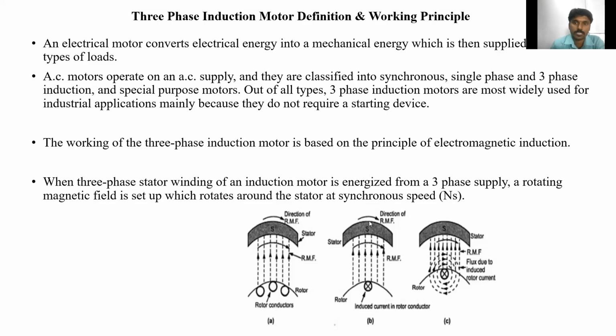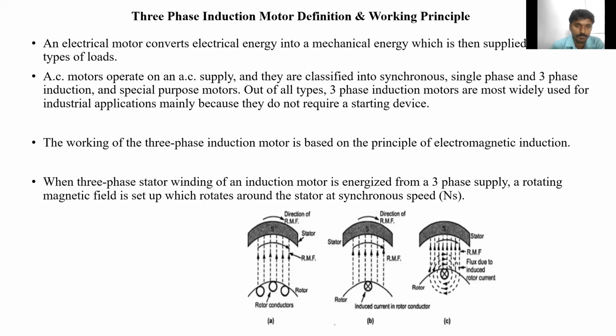So what is the operating principle of the three-phase induction motor? Can anyone tell in a simple manner? Who can give the answer? In one line, we can say when the three-phase stator winding of an induction motor is energized from a three-phase supply, a rotating magnetic field is set up which rotates around the stator at synchronous speed. Clear? So we are giving the three-phase AC supply to the stator windings. We are not giving any supply to the rotor windings.